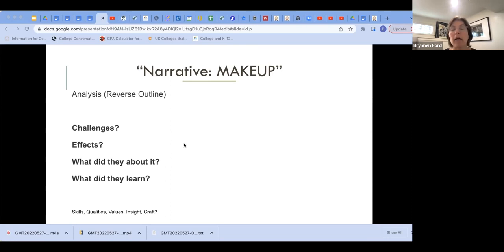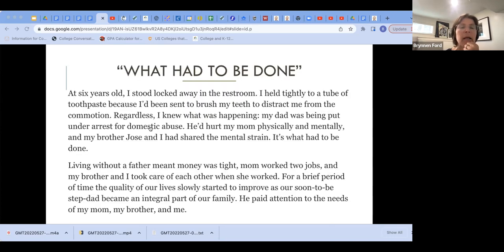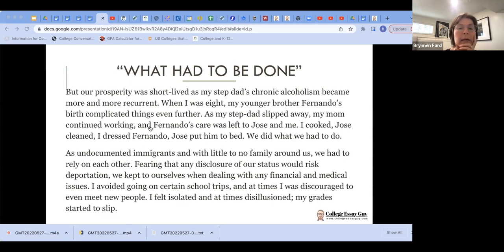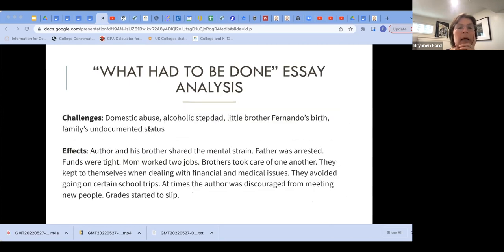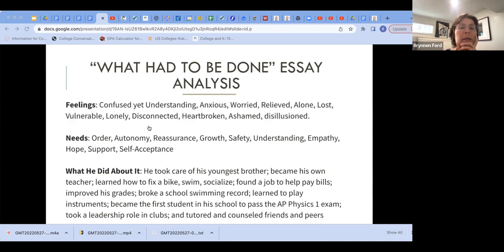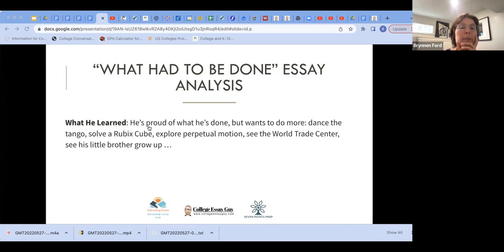And it sounds like they learned lots about themselves, that it's okay to speak up and let your freak flag fly, like we used to talk about, right? Just own who you are and move forward into it. So it's an uplifting narrative, but it's not that something terrible happened. So it can work. If you're looking for a super challenge based essay, this is what had to be done, I recommend it to you. And here's some analysis of it, so you can look at that.